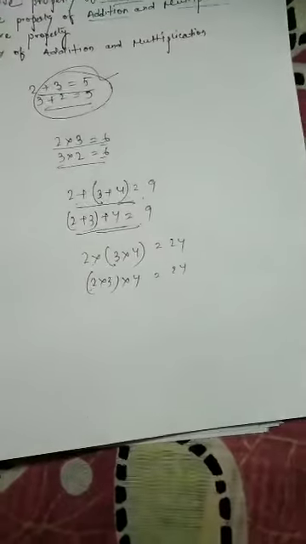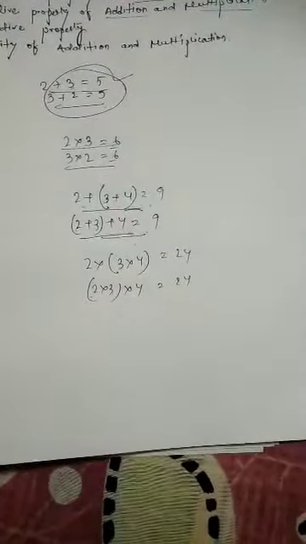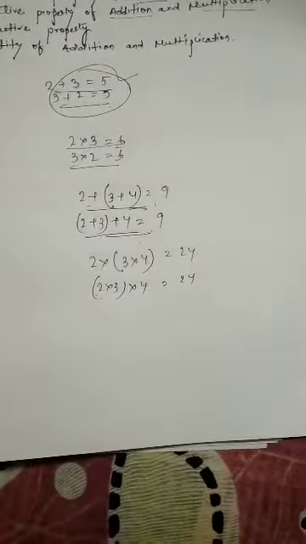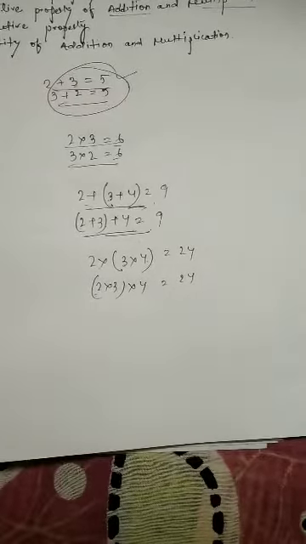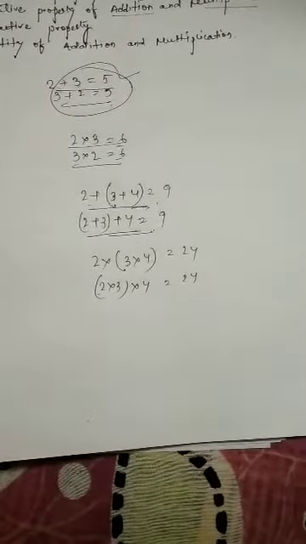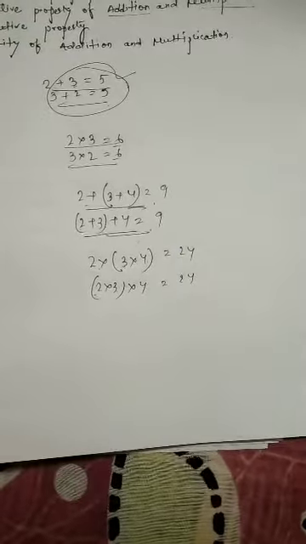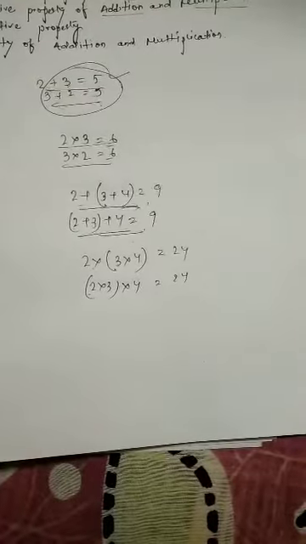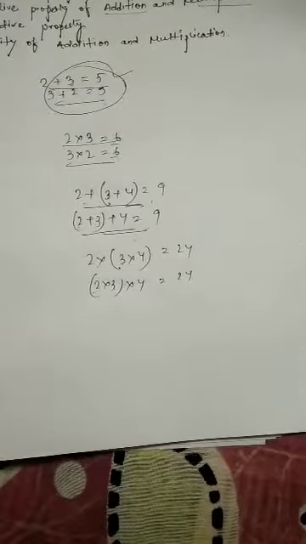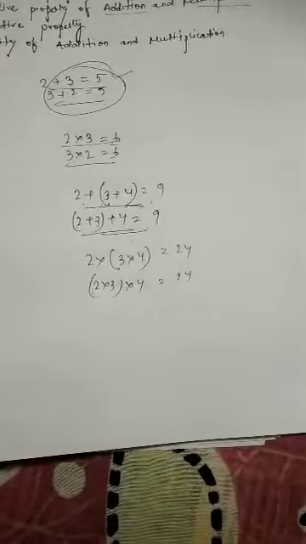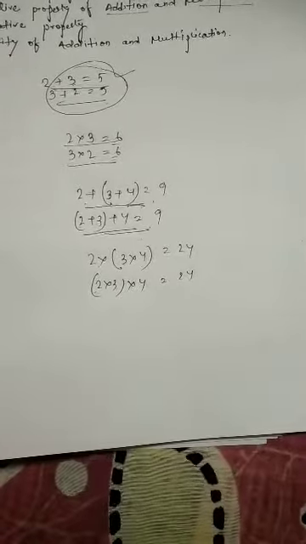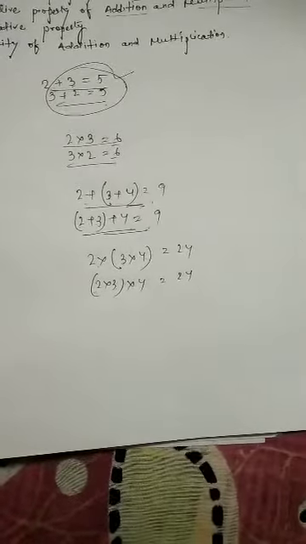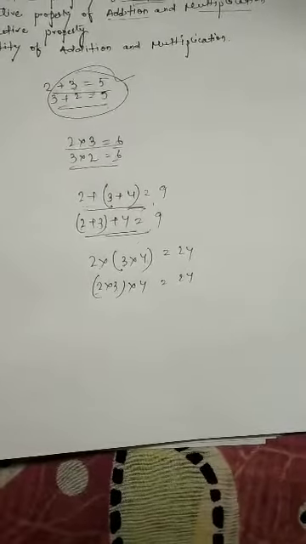So here we can see, children, the numbers which we have taken for addition under associative property: 2 plus, within the bracket, 3 plus 4, and the next part, 2 plus 3 within the bracket, plus 4. Both the answers are resulting the same. And for multiplication, 2 into, within the bracket, 3 into 4, and 2 into 3 within the bracket, into 4, resulting the same. So this process comes under associative property, or property of associativity.